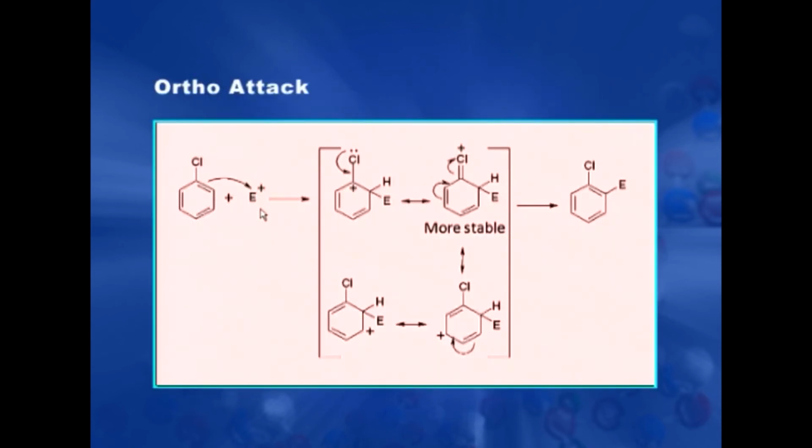There is an attack of electrophile on the ortho position, and here we get the formation of 4 resonating structures. This lone pair of electrons from the chlorine forms a double bond, and chlorine gets a positive charge. So, here this is more stable. Why? Because the octet of each atom in this structure is complete.